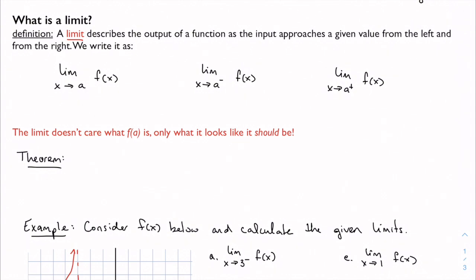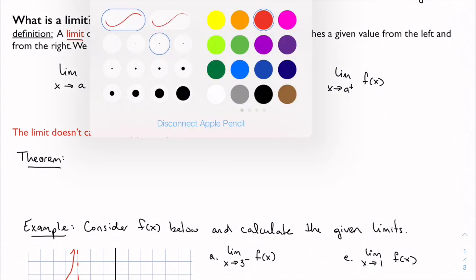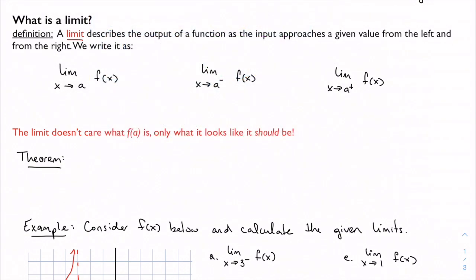from the right. We have 3 different ways we can write this. If I'm just talking about a limit from any direction, this is kind of like my general way of writing a limit, my general limit, right? We're not specifying a direction.